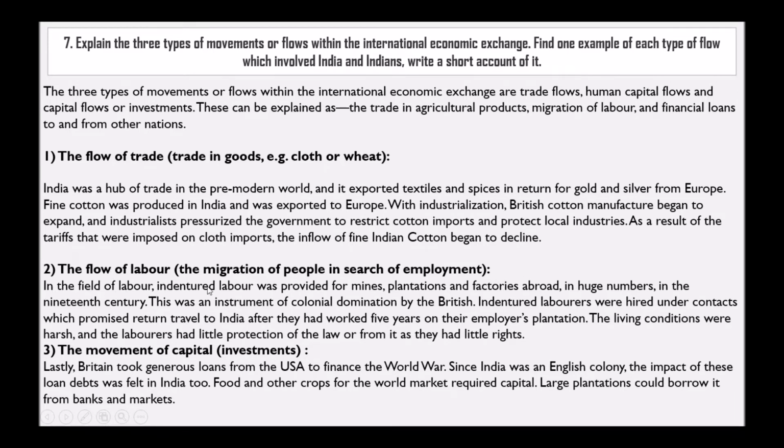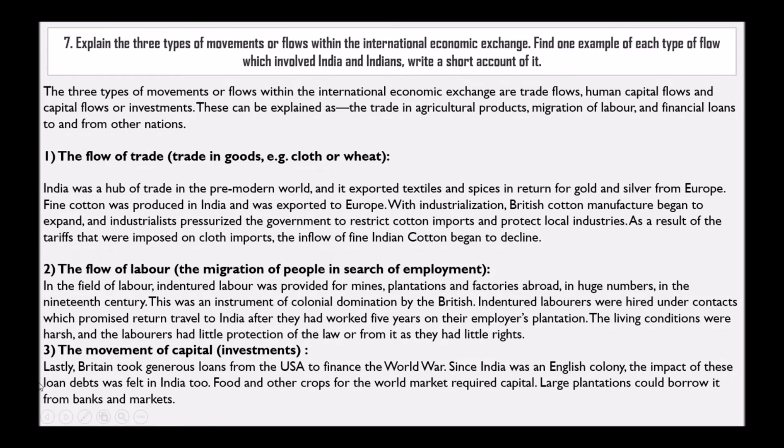The flow of labor. In the field of labor, indentured labor was provided for mines, plantations and factories abroad in huge numbers in the 19th century. This was an instrument of colonial domination by the British. Indentured laborers were hired under contract, which promised return travel to India after they had worked 5 years on their employer's plantation. The living conditions were harsh and the laborers had little protection of law, as they had little rights.